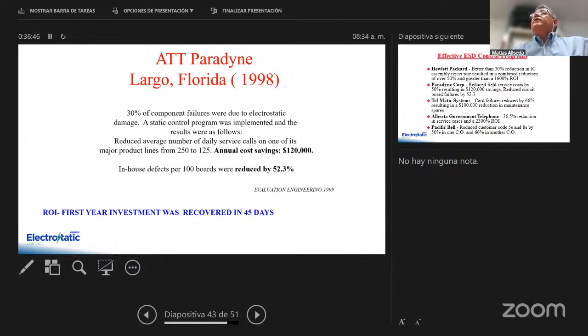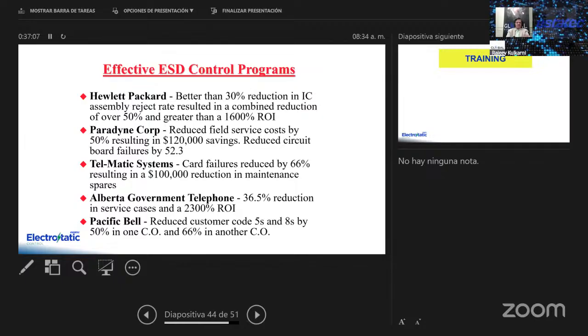It's similar to AT&T when they used to manufacture. This was in 1995, I think. They had 30% fewer component failures, with savings of $120,000. It's a big amount. Then Hewlett Packard, and most of the telecommunication companies also have to be careful about that.